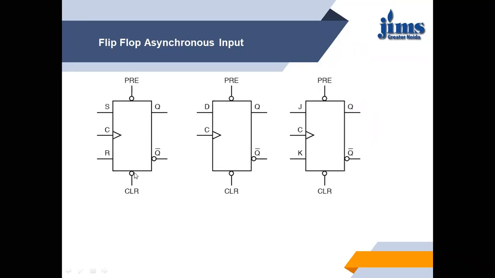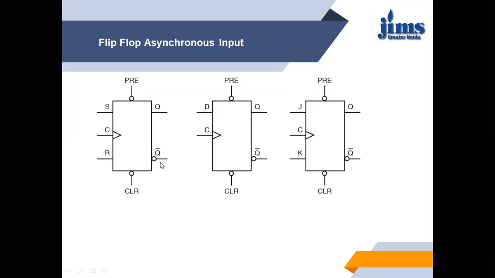So here the bubble shows that it is negative level triggered, means whenever clear is 0, it will be activated on 0 because with a bubble its input is inverted. So whenever clear is 0, irrespective of the input and the clock, the output will be cleared, that is Q will be 0 and Q bar will be 1. Whenever preset is 0, irrespective of the input, the output will be set, that is Q will be 1 and Q bar will be 0.